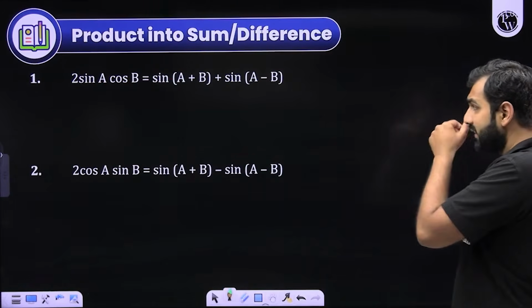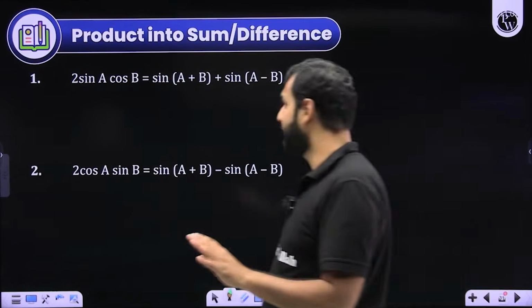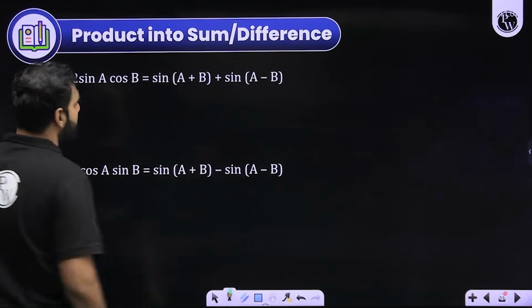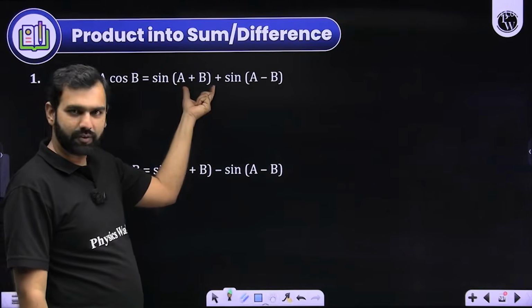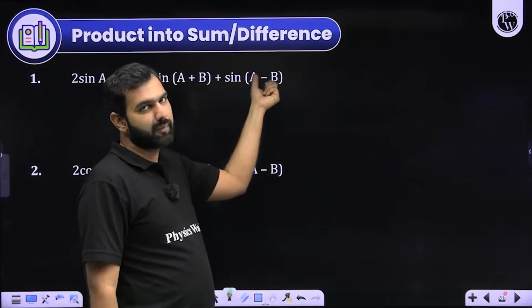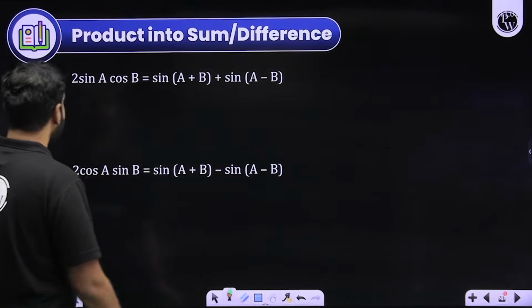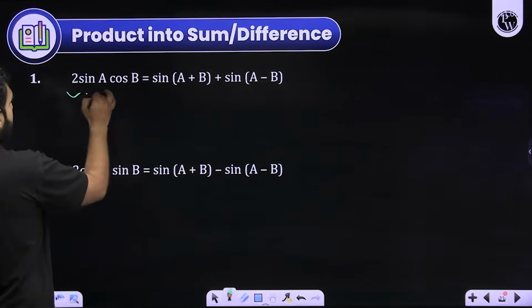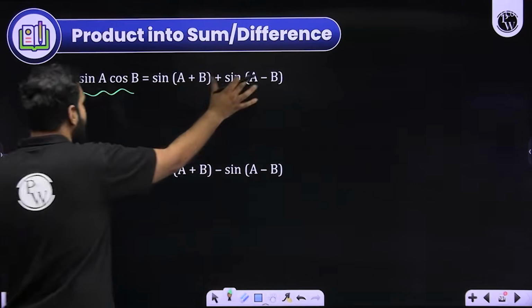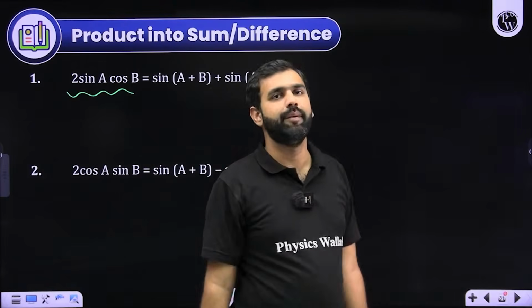Now, this is again a formula which you can get by simply expanding sin a plus b. Sin a plus b I can write as sin a cos b plus cos a sin b. And sin a minus b will be sin a cos b minus cos a sin b. So if we add them, cos a sin b are cancelled. And what are we left with? Sin a cos b, but double of it, because sin a cos b is found from both. So it will be 2 sin a cos b.